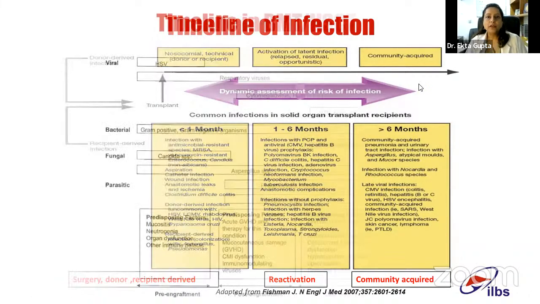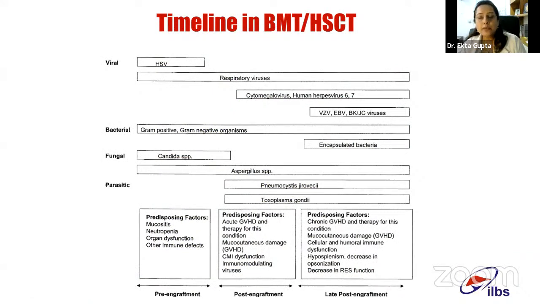In bone marrow and hematopoietic stem cells, there is a slight difference from the solid organ transplant, because you prepare the body for a pre-engraftment, which is usually 3 weeks earlier to a transplant. And here, a lot of myeloablative or immunoablative or cytoablative treatment is given. So there's a lot of mucosal damage, intense neutropenia. So bacterial infections are predominant, and a lot of bacterial infections occur, unlike the solid organ transplants where the viral infections are usually most common.